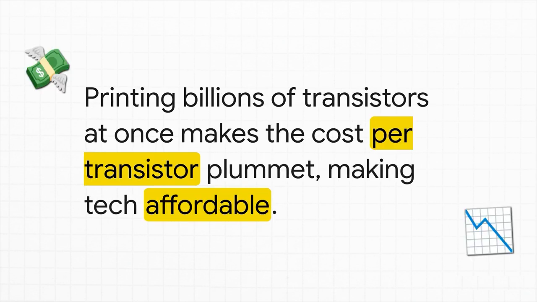And then, the final piece of the puzzle, the economic knockout punch, cost. When you can print billions of things at once, the cost for each one just plummets. And that's it. That's what made technology available to basically everyone. Smaller, faster, more efficient, and cheaper. That was the magic formula that powered the entire digital revolution.